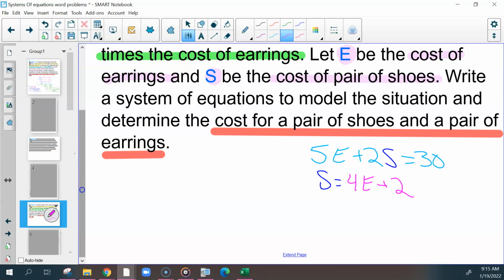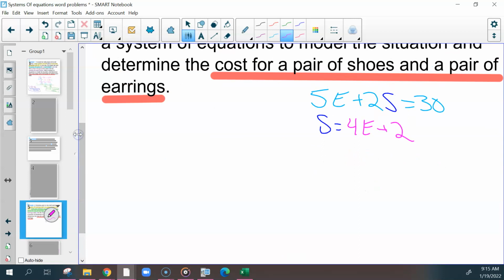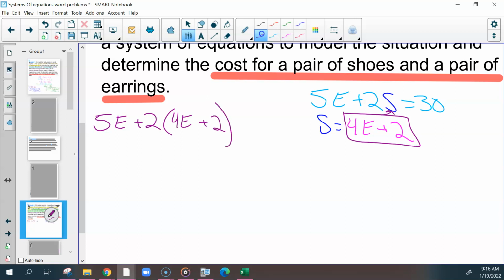Right. So in this case, because we already have a variable solved by itself, this is a really good substitution problem, which is what I was going to say. So we could take this and put it into our S up here. Rewrite that first equation. So it's 5e plus 2 times 4e plus 2 equals 30.